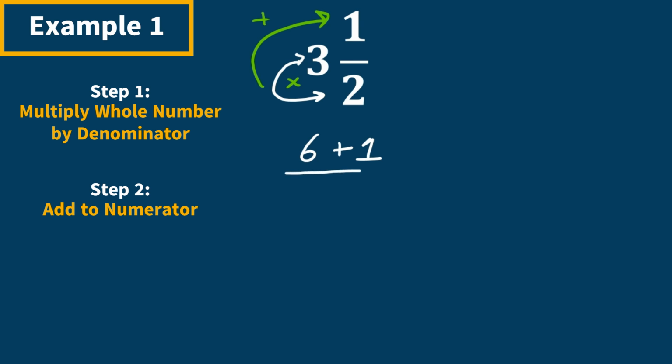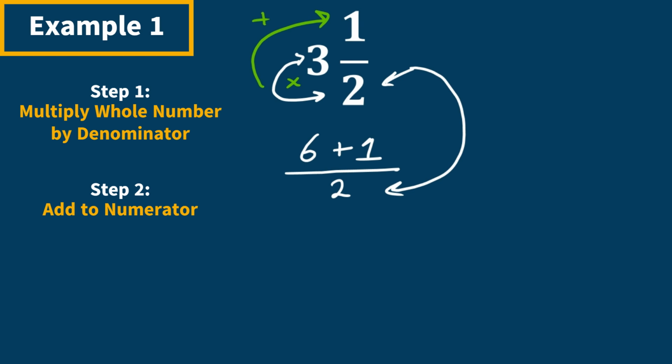And then that is all going to be over whatever the denominator is of the fraction. So if we're looking at our fraction, the numerator is 1 and the denominator is a 2. So we're just going to go ahead and write that down on the bottom. So now we have 6 plus 1 over 2.